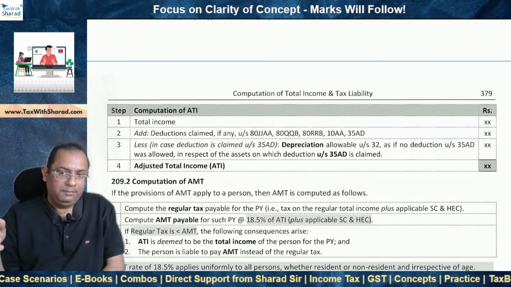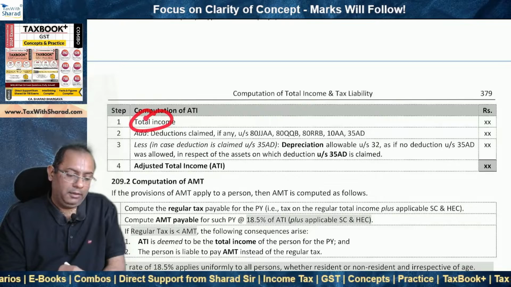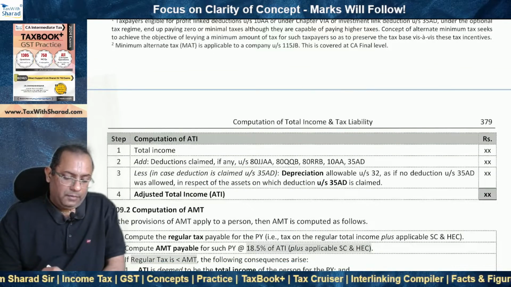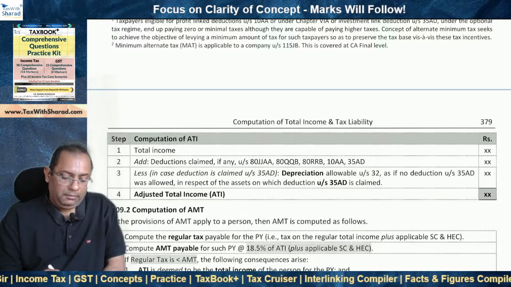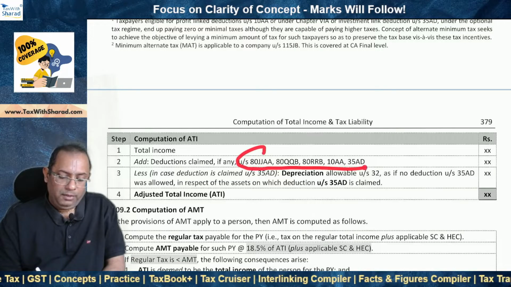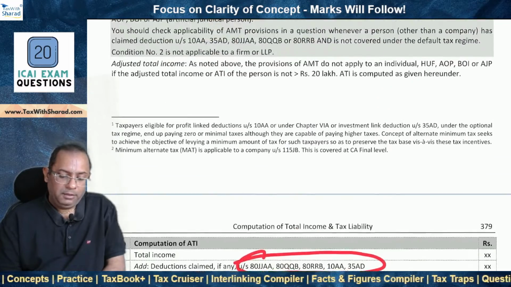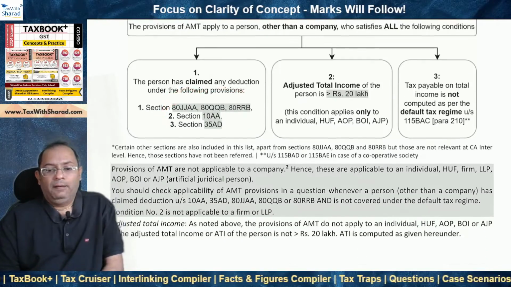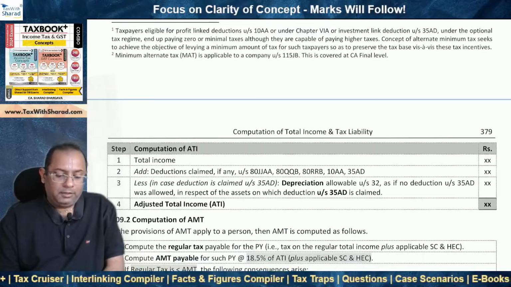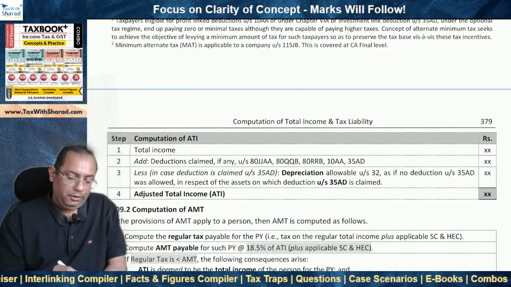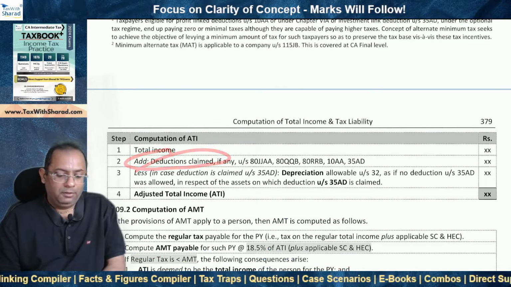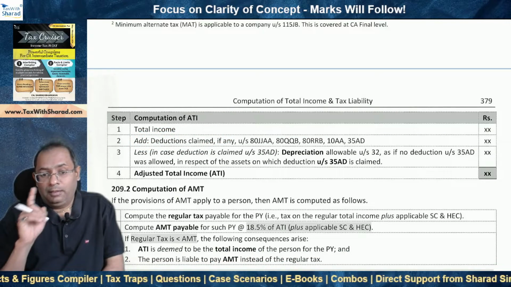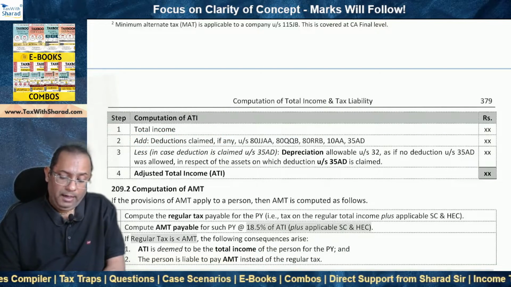So you compute total income, and then you start with the total income and you add certain deductions. And these are deductions under section 80JJAA, QQB, RRB, 10AA, 35AD, basically those sections which are specified under AMT. So these deductions are not supposed to be claimed, and therefore you need to add them back, because the assessee would have claimed these deductions while computing total income under the optional tax regime. So you need to add them back.